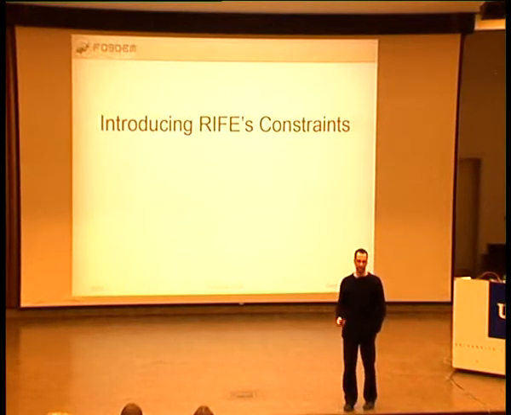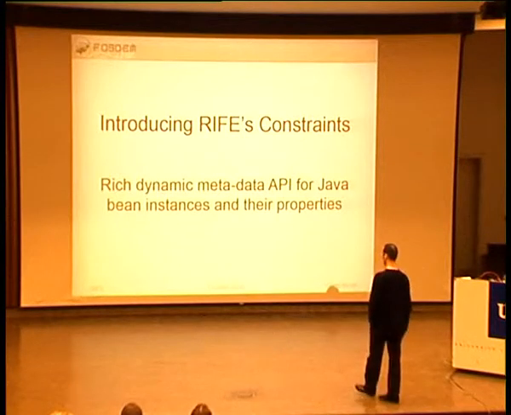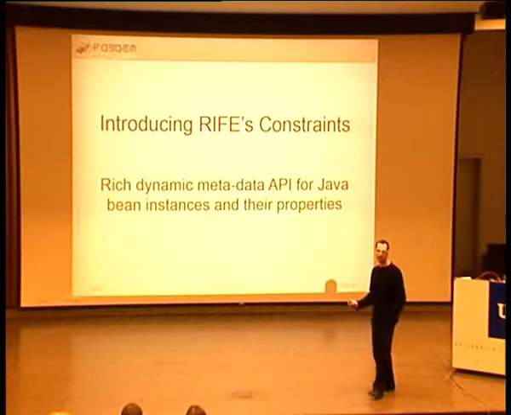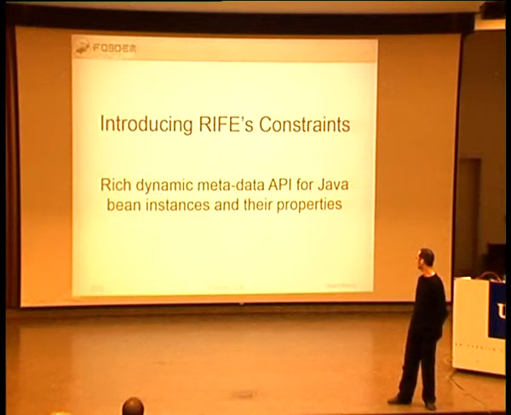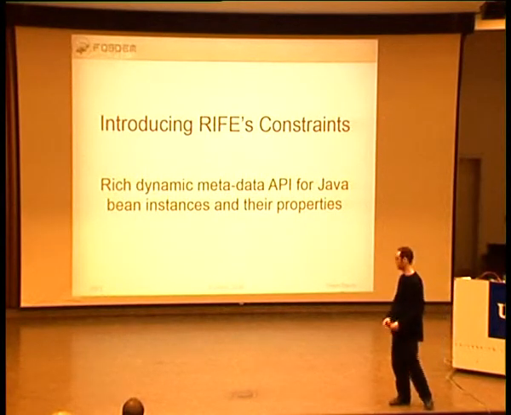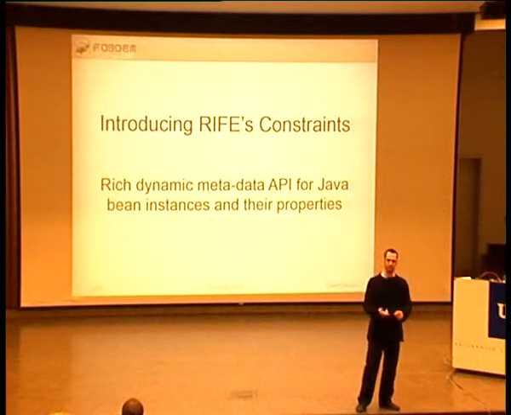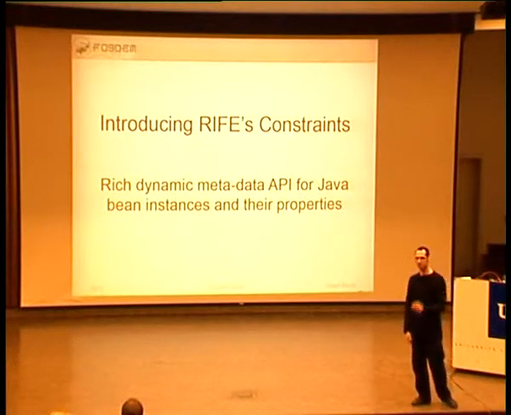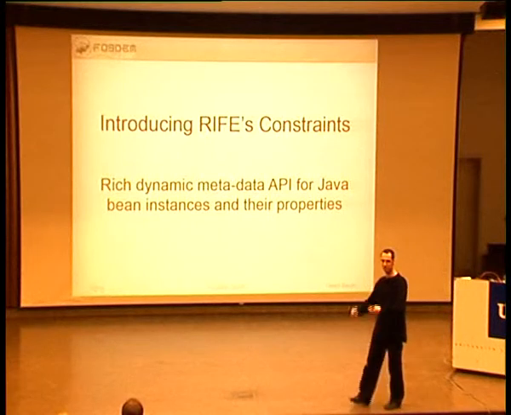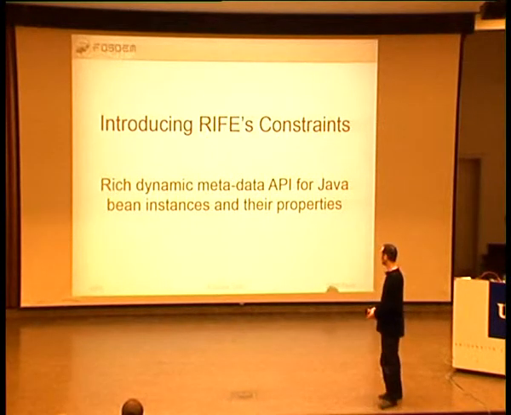And RIFE does metaprogramming with something that we call constraints. What are constraints? They are a rich dynamic metadata API for Java Bean instances and their properties. So that's again a mouthful. It's rich because it handles images, XHTML for you, it does transformation of all these things, you can plug in anything you like, it's rich. It's not just texts and integers and stuff like that.